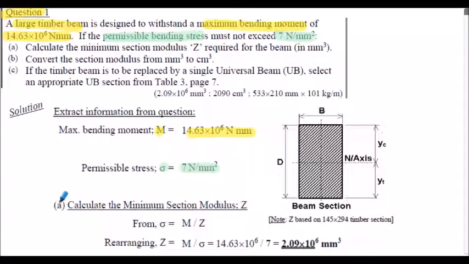So the first thing we need to do is to calculate the minimum section modulus, the Z value. So from the formula, the maximum bending stress is equal to the maximum bending moment divided by the minimum section modulus. So rearranging, the Z is M divided by sigma. So inserting the values from above, we get a minimum section modulus of 2.09 times 10 to the 6 millimeters cubed. So for the timber beam to withstand the bending moment applied, that's the Z value we need to use.